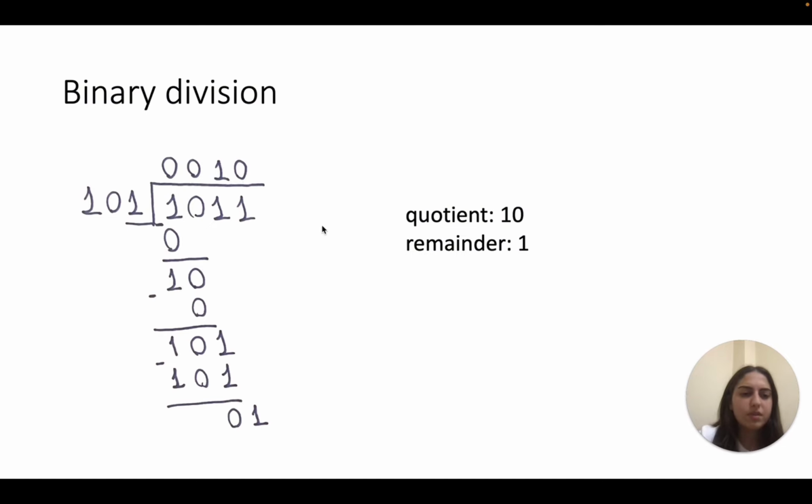So the concept is the same as we do with decimals. The thing is that here we can, of course, only use zeros and ones. If the number is smaller than our divisor, we need to write 0 here, and if it's bigger, of course, we need to write 1. Those are the things that we should consider.